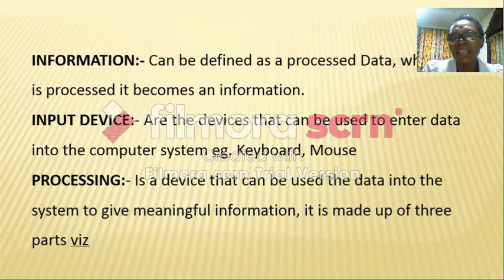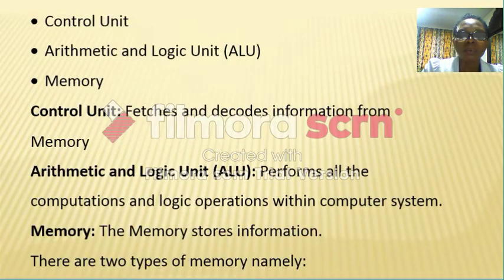Now input. These are devices that can be used to feed data into a system. Examples of this are keyboard, mouse, and others. Now let's go on to the control unit. This control unit fetches and decodes information from memory. The arithmetic and logic unit performs all the computation and logic operations within the computer system.